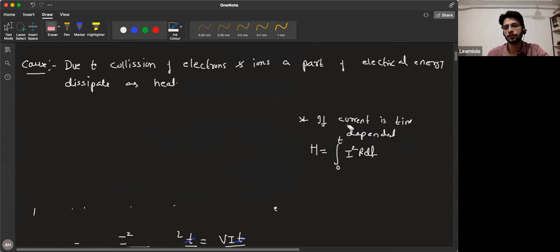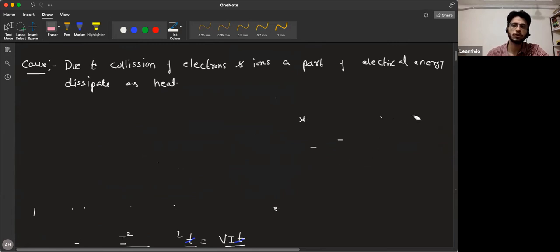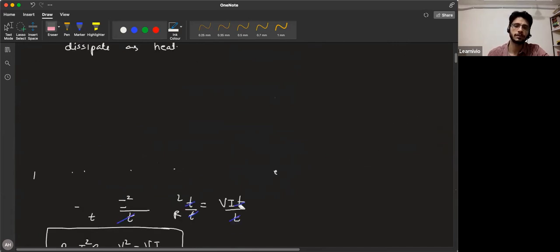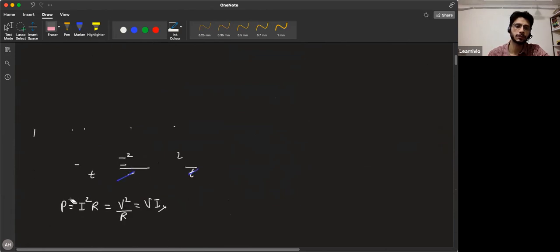See, let's see what is heat dissipation. I'm using some old slides. It will save some time, at least the time that I take in writing that.